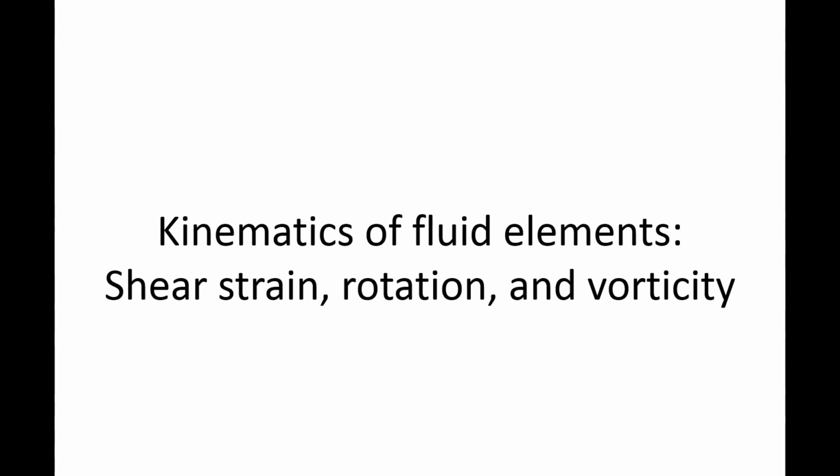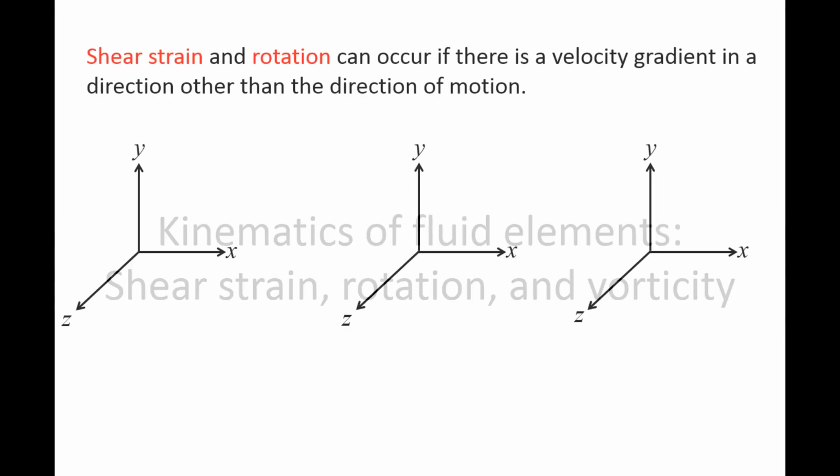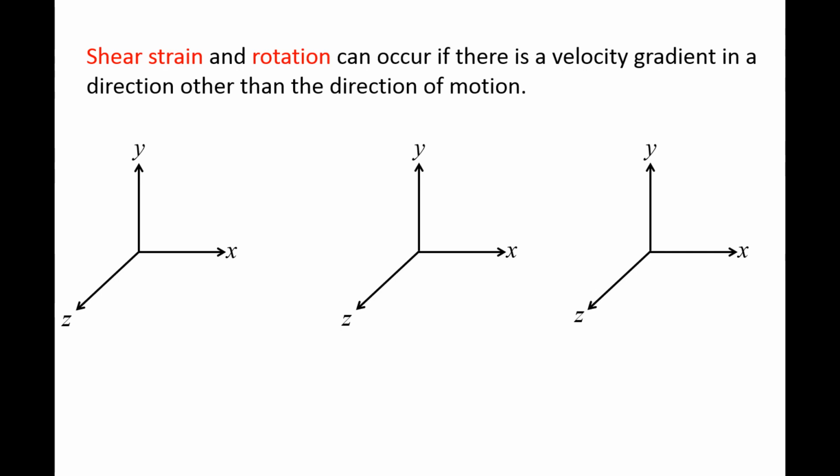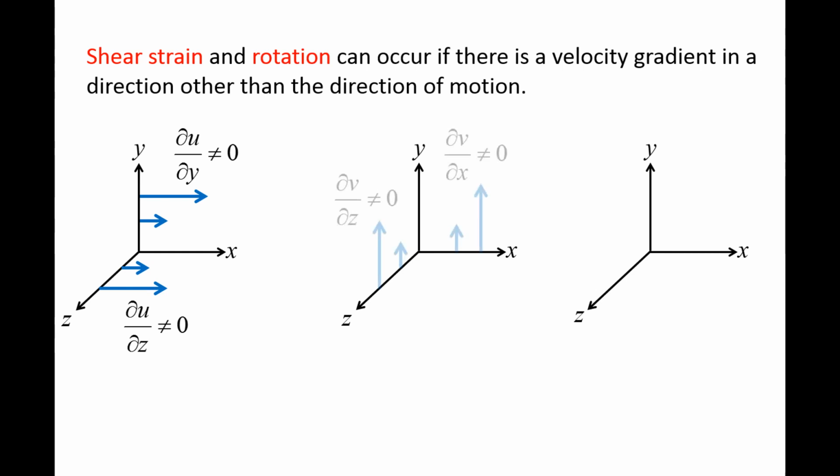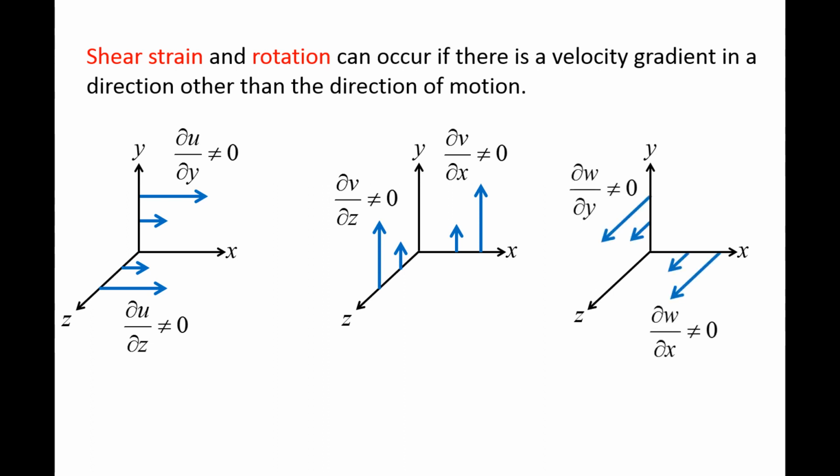In this lesson, we will discuss the shear strain and rotation of fluid elements, as well as the vorticity equation. If there is a velocity gradient in a direction other than the direction of motion, shear strain and rotation can occur. That is, if partial u partial y or partial u partial z are non-zero, or partial v partial x or partial v partial z are non-zero, or partial w partial y or partial w partial x are non-zero.